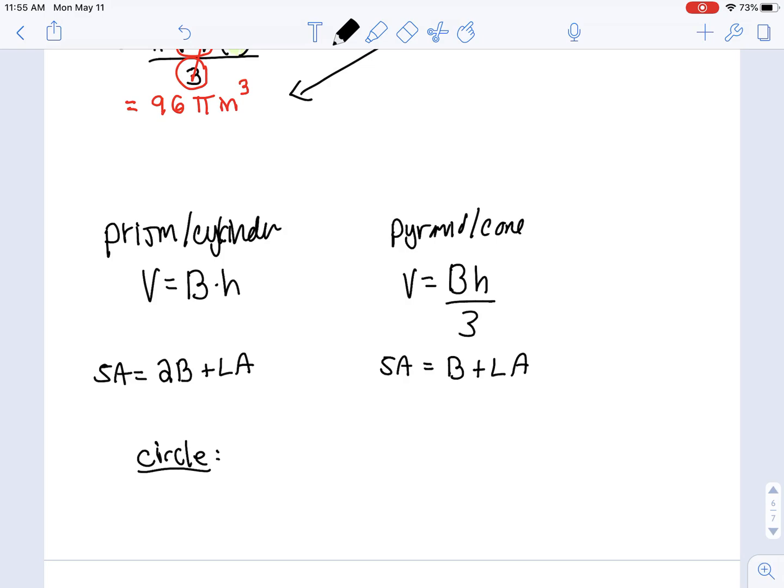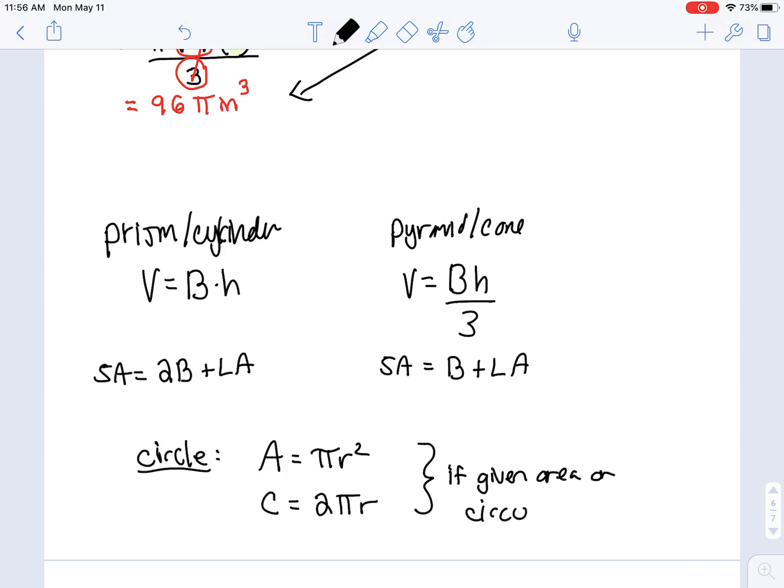I do think it's important to remember a few things about some formulas about circles in general. We know that the area of a circle is pi r squared, but you also want to remember that the circumference of a circle is 2 pi r. And keep in mind that you can actually use these formulas if you are given an area or a circumference. You can use these formulas to find a radius if needed.